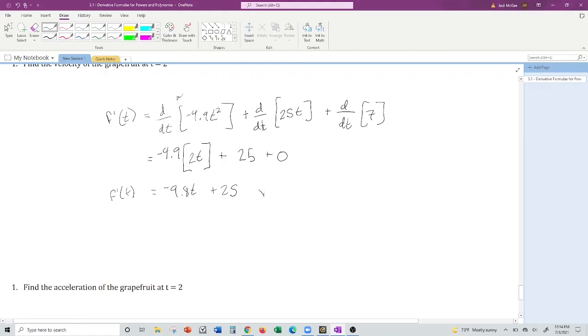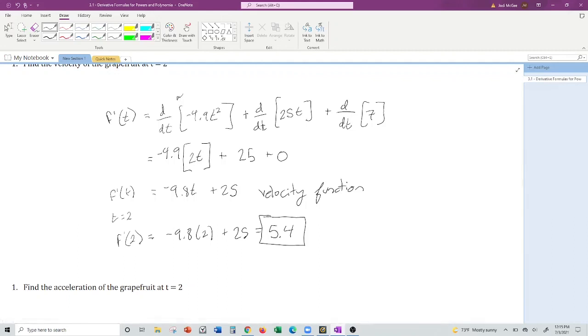Alright, so this is our velocity function, our first derivative. But we were asked to find the velocity at a specific time, at t is equal to 2. So we need to go ahead and plug this into our velocity function and get negative 9.8 times 2 plus 25, which evaluates to be 5.4. Alright, so we've now found our velocity at t is equal to 2.